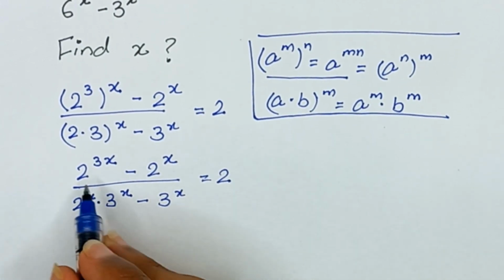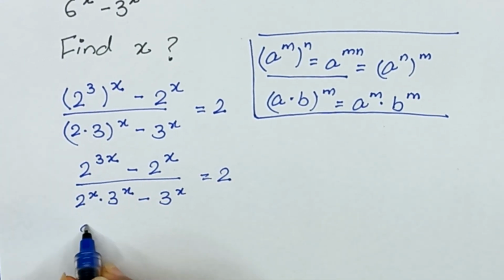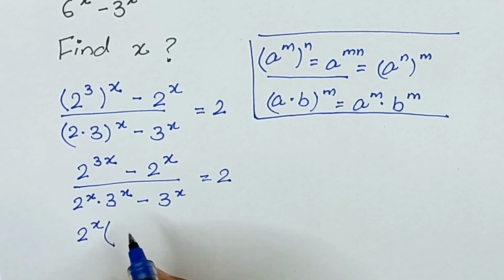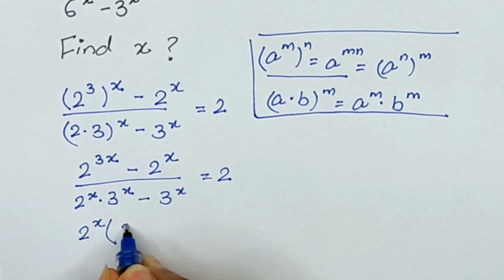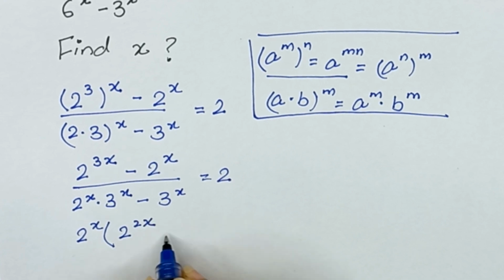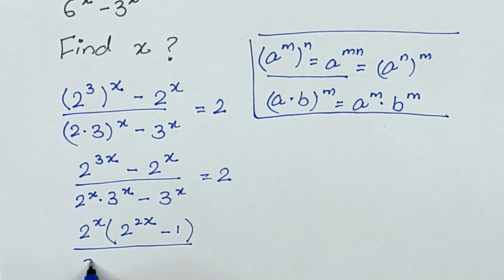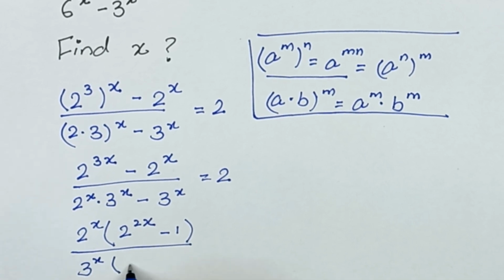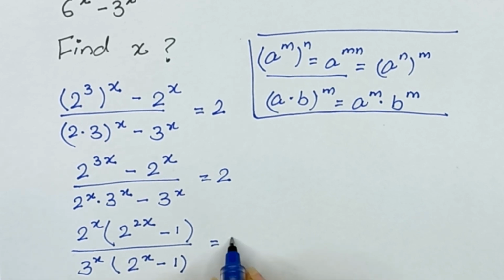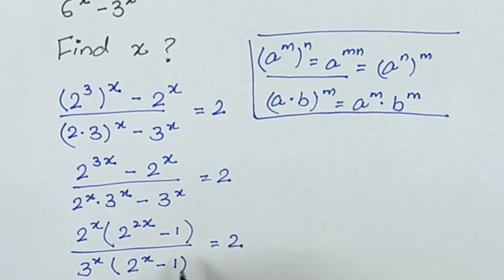Okay, now you can see that here we have 2 raised to the power x common, so I will take 2 raised to the power x common here, so it will become 2 raised to the power 2x minus 1, divided by, from these two terms, 3 raised to the power x is common here, so it will become 2 raised to the power x minus 1, and it is equal to 2.